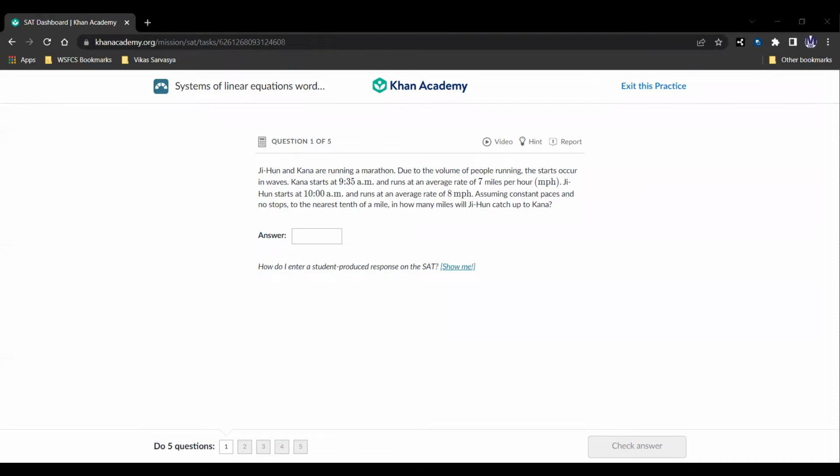Well, we can simply set a variable, right? And set x to be the number of miles that each of them runs. They're both starting at the same point, and since we're stopping when they catch up to each other, they're both going to run the same distance, right? So if they both run the same distance, we can call that distance x miles.